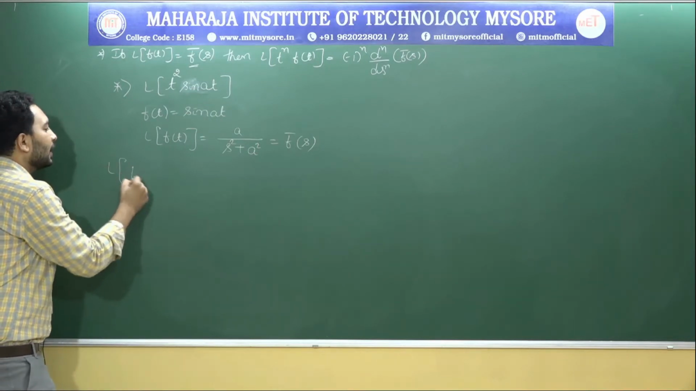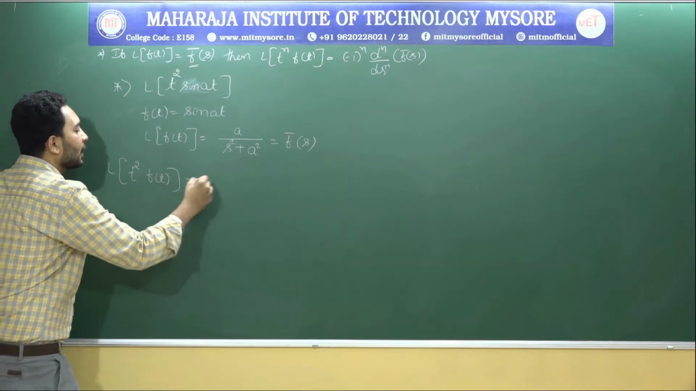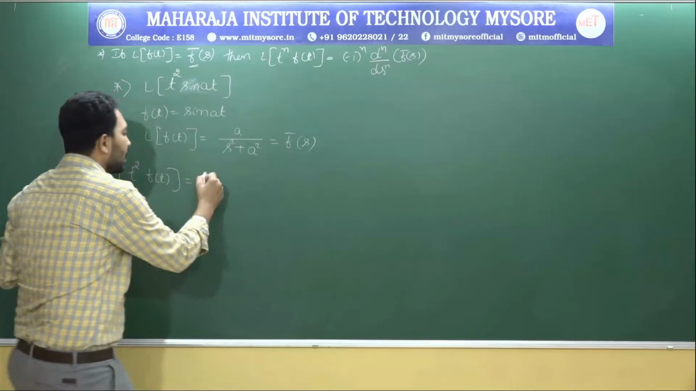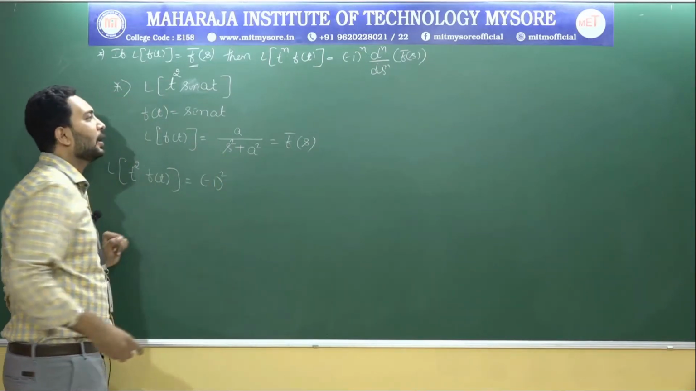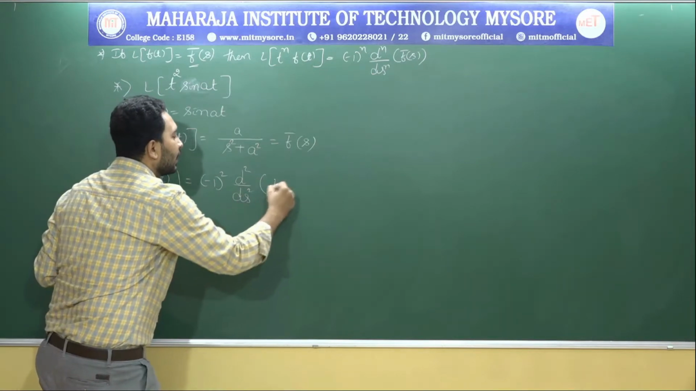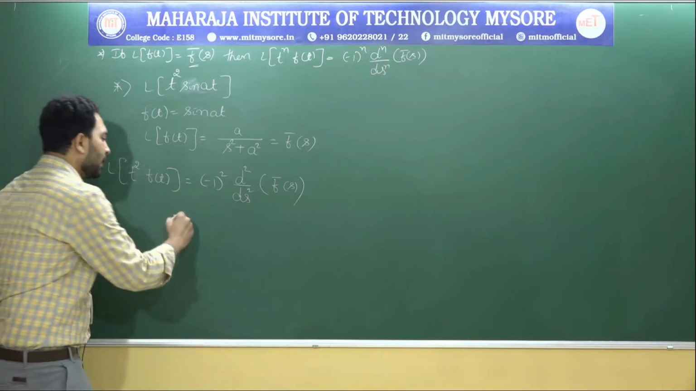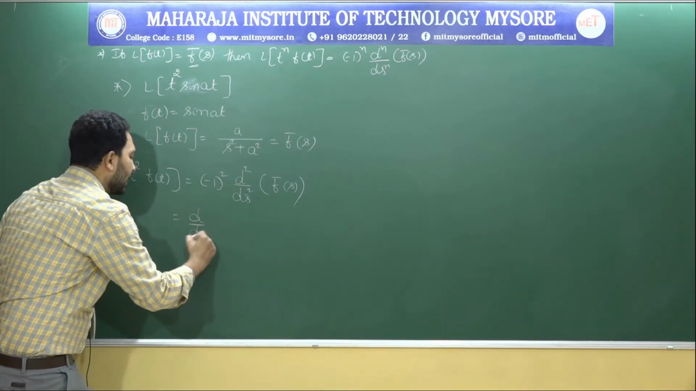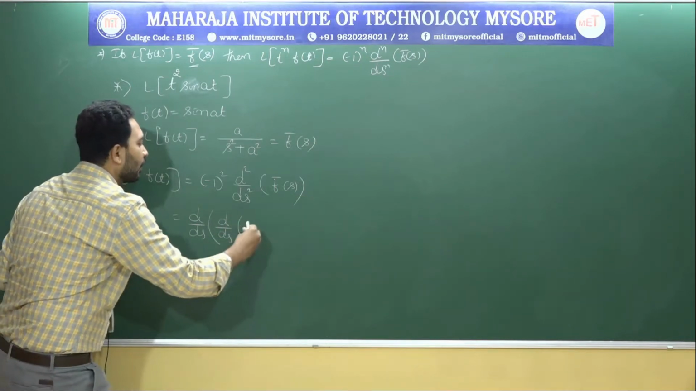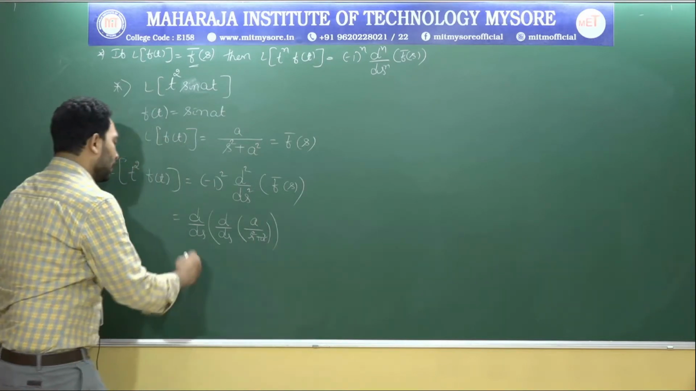Now I am going to apply the derivative property. Laplace of t square into f of t. We have n equals 2 now. So it is minus 1 whole square into d square by ds square into f bar s. Minus 1 whole square is plus 1. I can write d square by ds square as d by ds into d by ds of f bar s. It is a divided by s square plus a square.